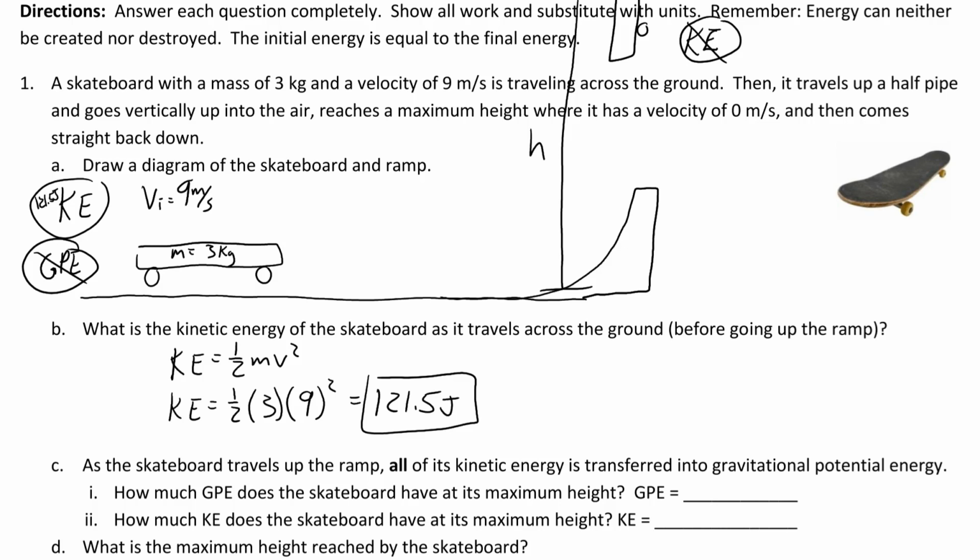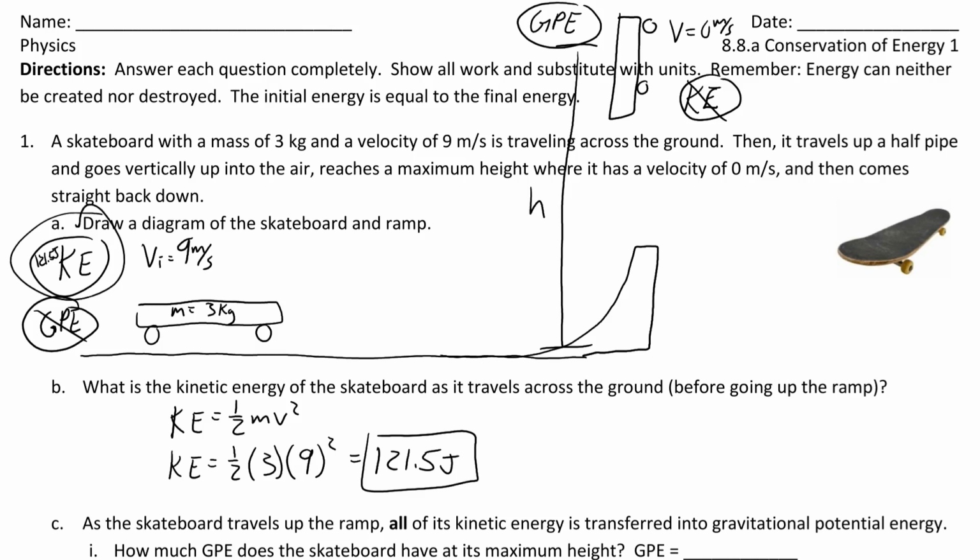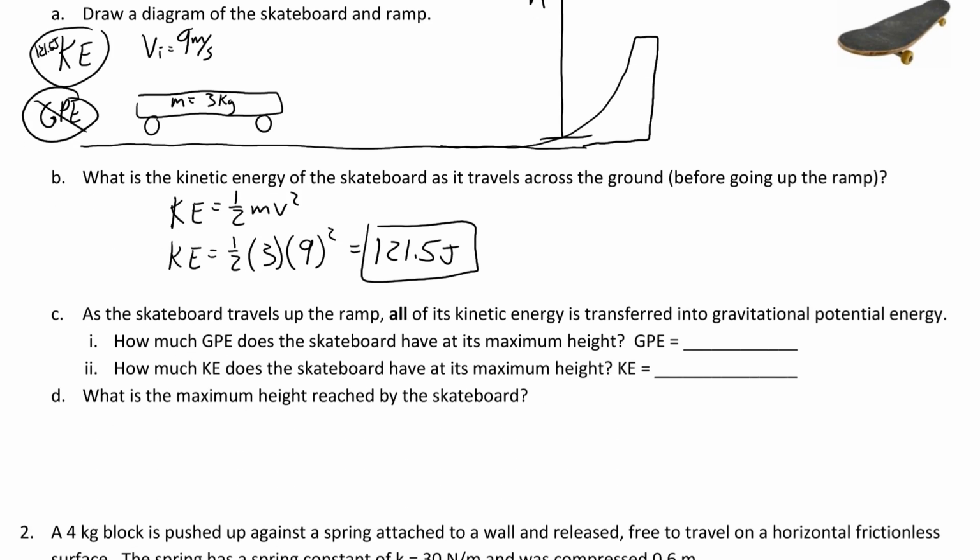For C, it says, as the skateboard travels up the ramp, all of its kinetic energy is transferred into gravitational potential energy. So it's being transferred. This kinetic energy now becomes gravitational because as it goes up, it's slowing down, so it's losing kinetic energy and gaining potential energy because it's increasing its height. And those two things happen simultaneously. As one happens, the other happens. As it loses kinetic energy, it gains potential energy.